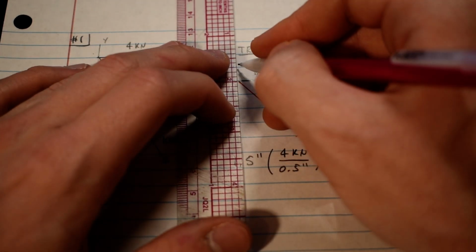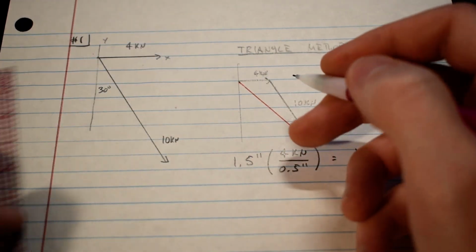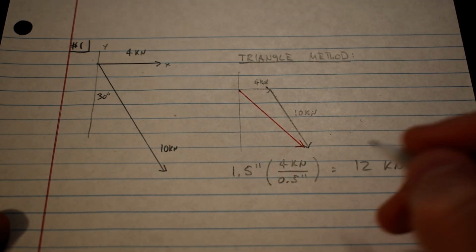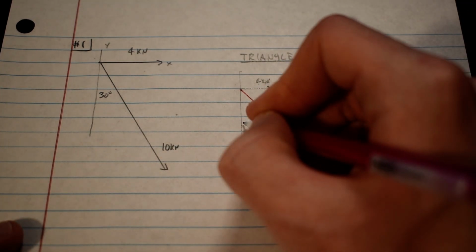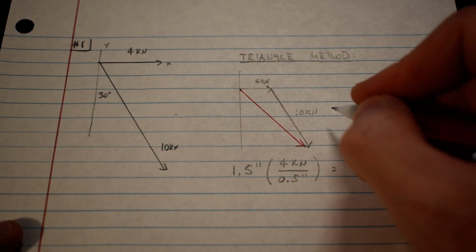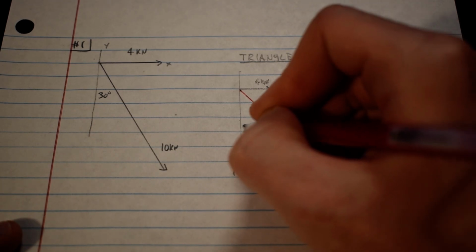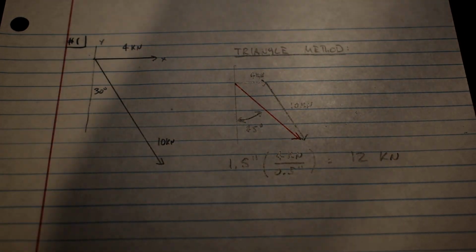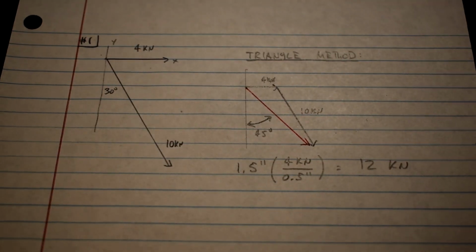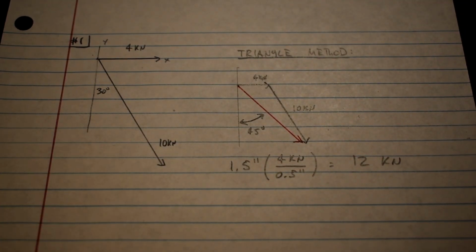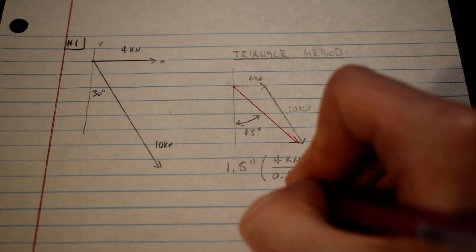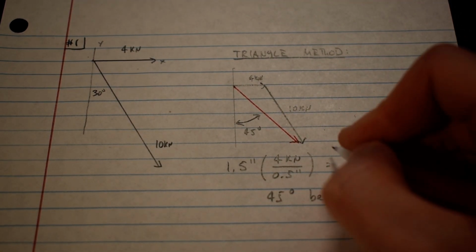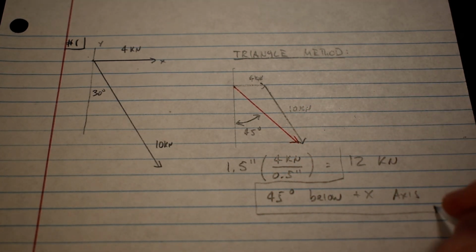And now for the angle, again, this is complete guesswork because this is a graphical method. We could measure this with a protractor, but for this purpose, I'm just going to estimate it by hand. I would say that is about 45 degrees. So since it's 45 degrees from the vertical, it would also mean it's 45 degrees below the positive horizontal. So this is our answer.